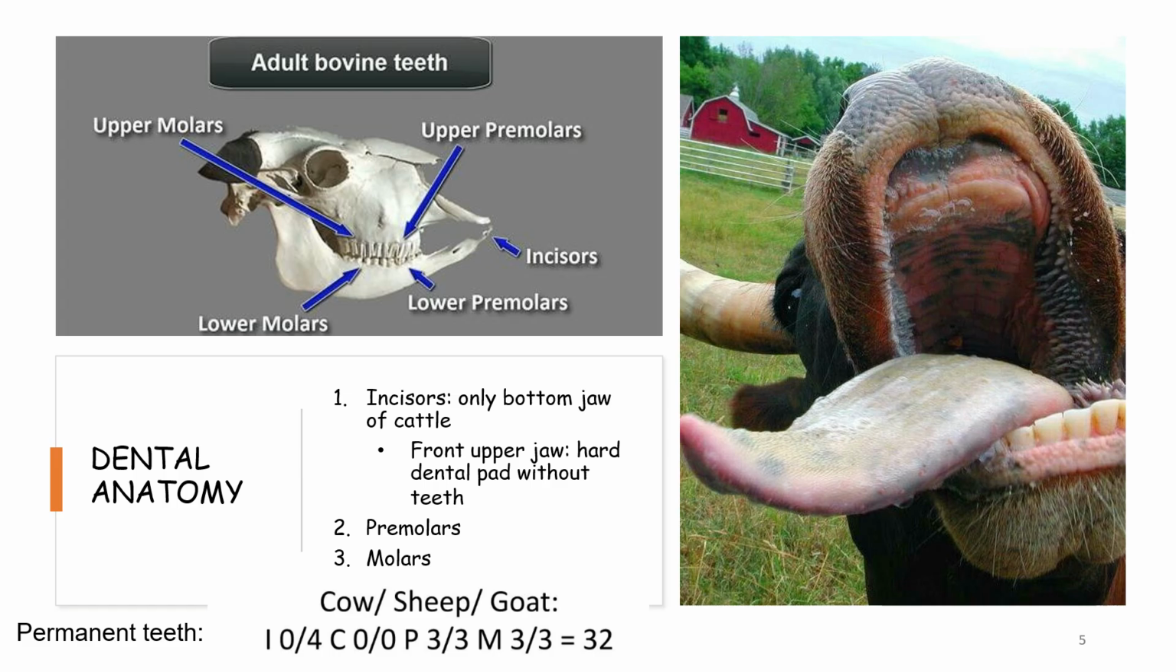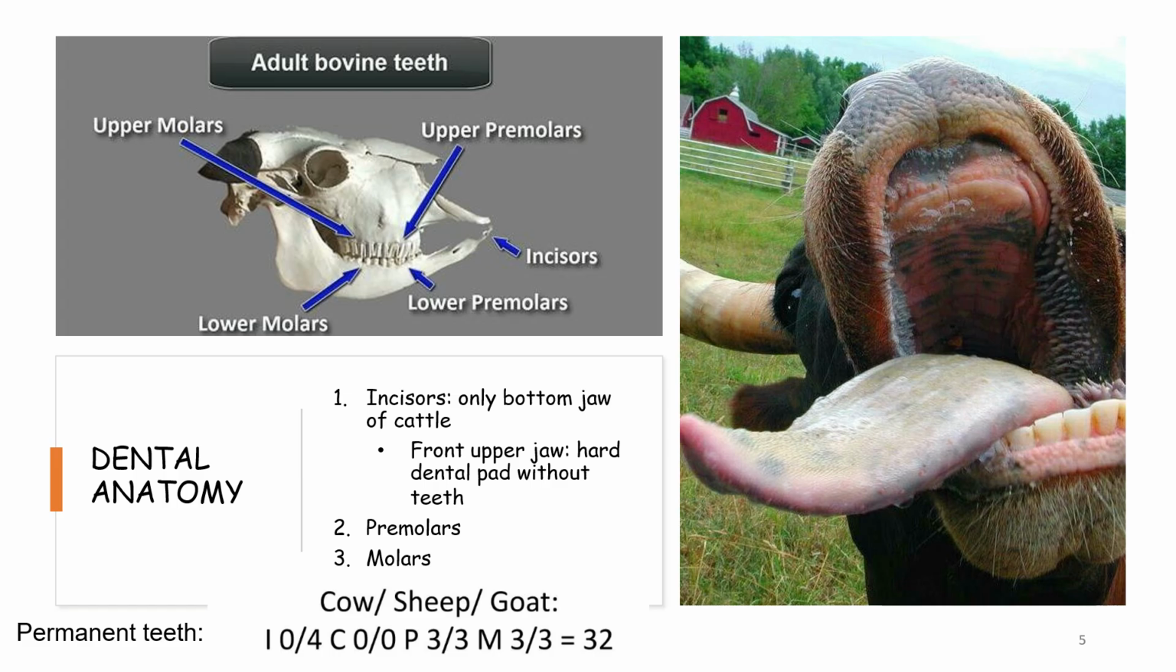From here you can see the incisor teeth. This one is the upper jaw, this one is the lower jaw. We call these the upper incisor and lower incisor. The upper incisor has no teeth, the lower incisor has teeth. Then the premolars, this one is the upper premolar, this one is the lower premolar. And last is the upper molar and the lower molar.